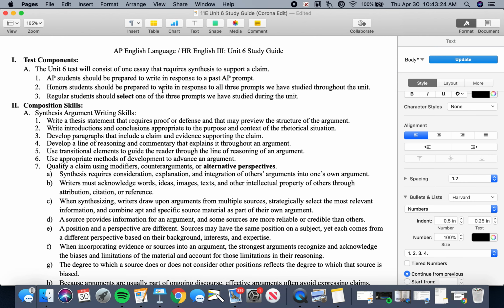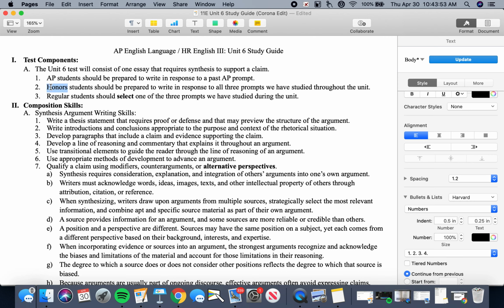Honor students need to be prepared to write in response to all three prompts that we've studied throughout the unit, okay? So American Jeremiad, Religious Freedom, and the Memorialization of John Brown. All right, regular students, if you're enrolled in the regular class, you get to select the prompt that you want to write about, that you feel most comfortable with and most prepared for. Select that one, write your response. You don't have to wait for me to assign you your prompt because you know what it's going to be.